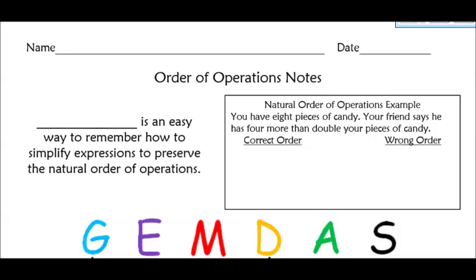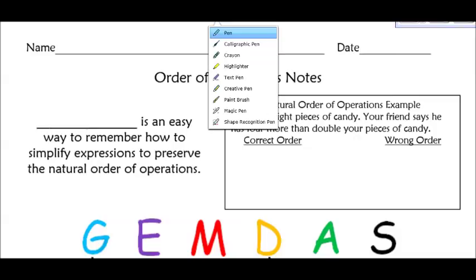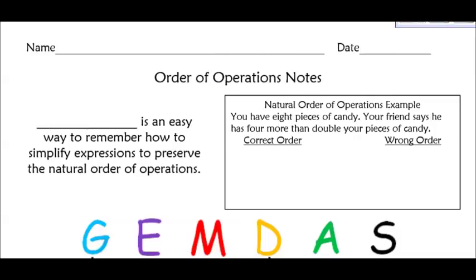So you have 8 pieces of candy, and your friend says he has 4 more than double your pieces of candy. So I'm just going to write that as an expression. So you have 8 pieces of candy. He has 4 more than that. So 8 plus 4. And it's 4 more than double your pieces of candy. So we're just doubling your pieces of candy. It's 2 times 8 plus 4. Okay, 2 times 8, 16, plus 4 would be 20.